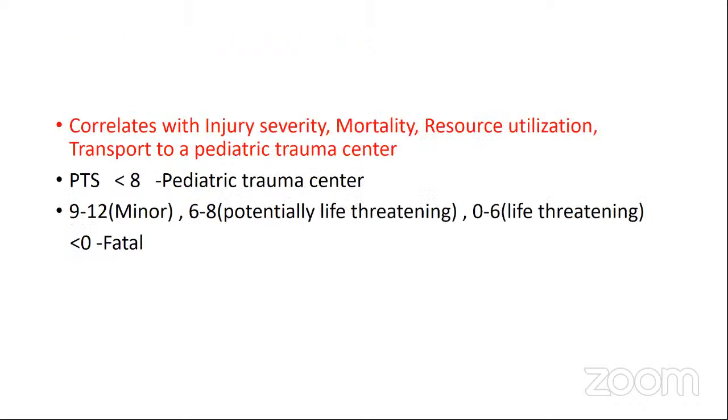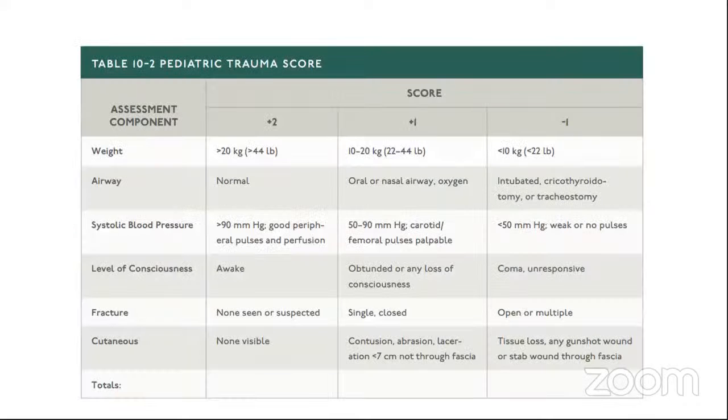So how is it calculated? This is the pediatric trauma scoring system. If the weight is more than 20 kg, the score will be +2. If the airway is normal, systolic blood pressure is more than 90, the child is awake, there are no fractures, and there are no visible cutaneous injuries, we take a score of +2.